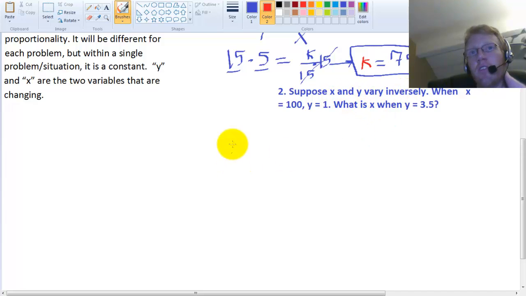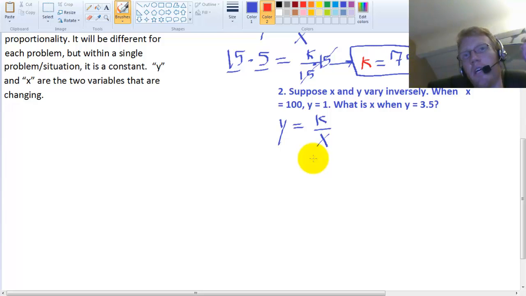Suppose x and y vary inversely. Bam, y equals k over x. It should be automatic for you guys. As soon as you see it varies inversely, you write down y equals k over x. And likewise, if you see varies directly, you write down y equals k times x. Okay, when x equals 100, y equals 1.